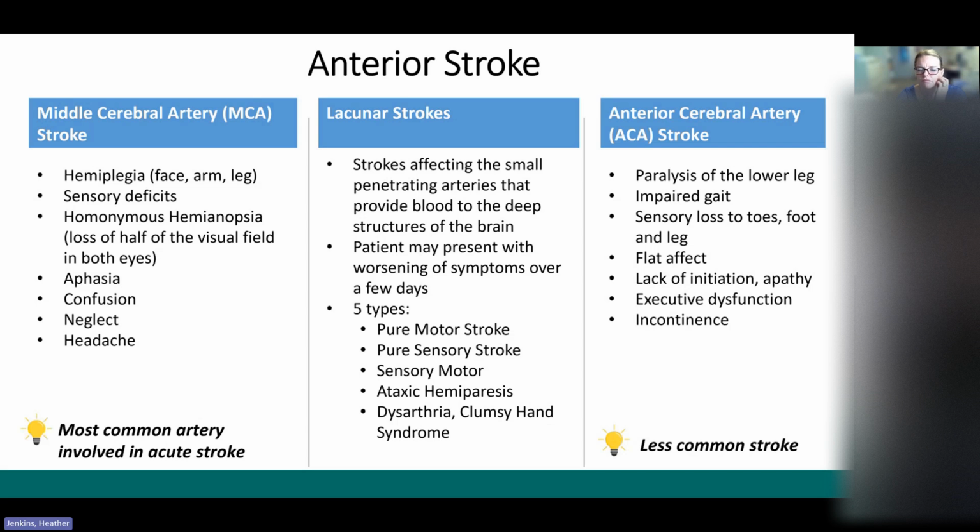Your lacunar strokes tend to have the stroke syndromes. Showing you here on the screen are 5 types. So you might see those pure motor strokes, pure sensory, sensory motor, ataxic hemiparesis, dysarthria, or clumsy hand syndrome are commonly seen lacunar strokes. Clumsy hand syndrome is when somebody has a stroke directly in their hand knob. We have a large piece of our brain dedicated to hand function because of its utility. So we can have a stroke right in the center that affects a person's hand.